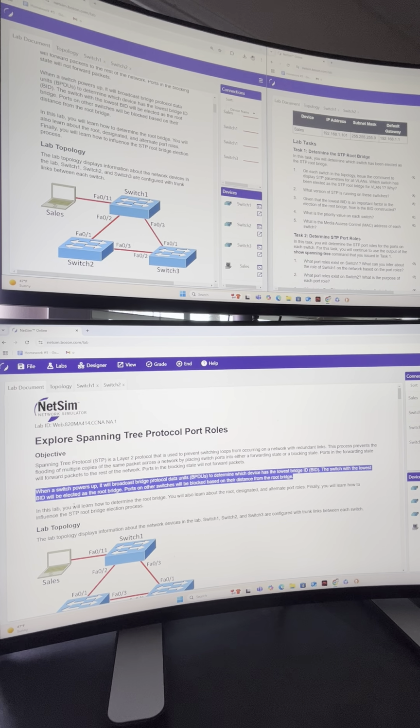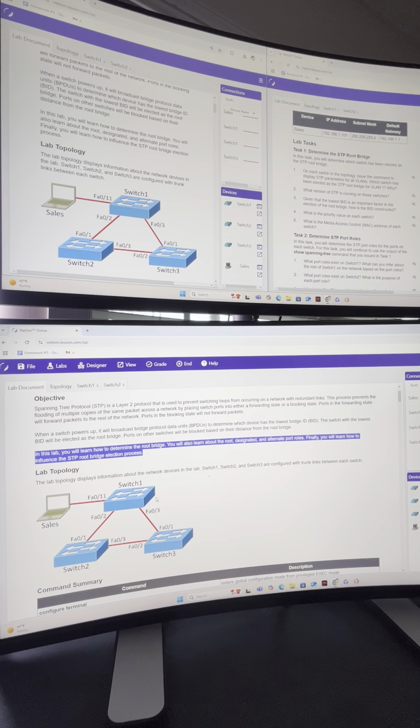So as we can see from our lab, we have 3 switches all connected by Ethernet links. And as we can see, one of these switches is going to be the root bridge, and the other ones are not going to be the root bridge. One of these ports is going to be blocking to prevent a loop from occurring within this network. And we have a sales PC connected off of switch 1 on the FastEthernet 0/11 interface. Okay, so let's go ahead and read our commands that we're going to be using within this lab.